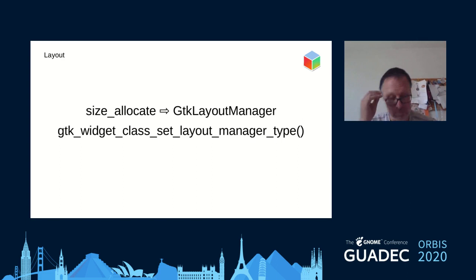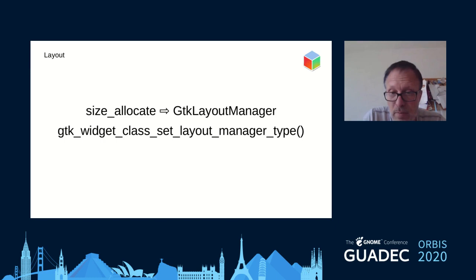And layout managers can be created and attached to a widget in the widget's init function. You can also create them in a builder template and get them that way. But the easiest way to get a layout manager for a custom widget is to just set the layout manager type in your class init function by calling this enormously long function that I put here, gtk_widget_class_set_layout_manager_type. And then GTK will create the layout manager of this type for you when it instantiates the widget.